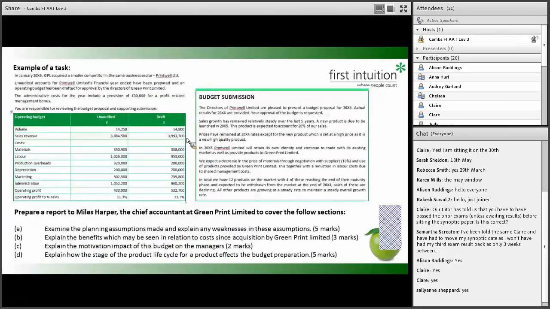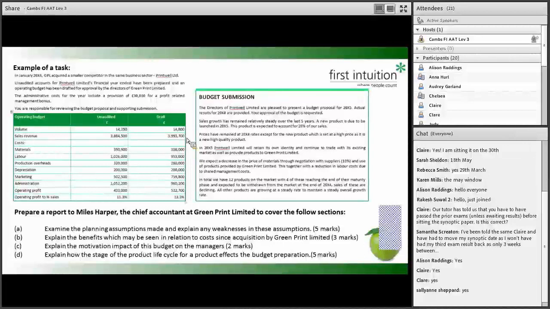Now, I've put here an example of a task. I'm not going to read through this task in detail and go through everything. It was just really to give you an idea as to how a task might be presented in the exam and what's expected of you.